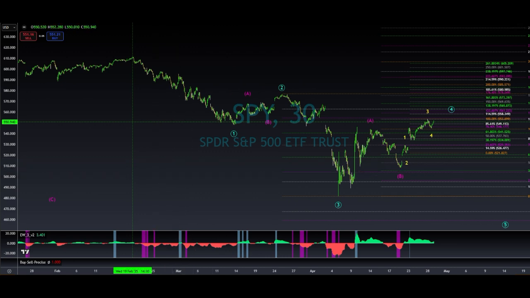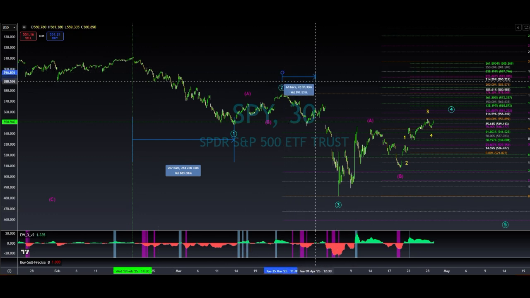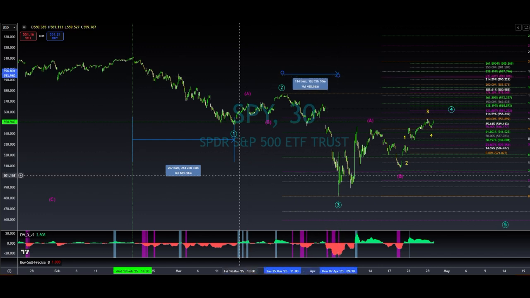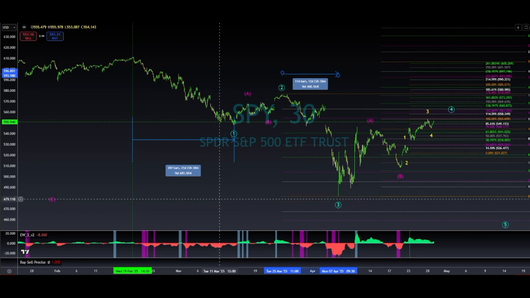Of those 3 waves, wave 3 should not be the shortest in duration. So to check how long these waves were, I will measure: wave 1 was roughly 207 half hours, and wave 3 was only, I'm not getting a precise measurement here, but around 114 bars. So what this tells us is right now wave 3 is the shortest wave.